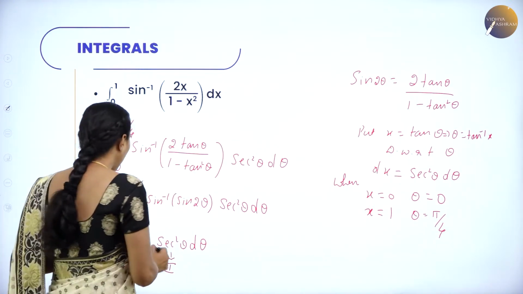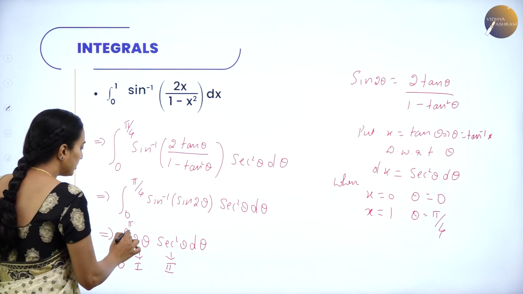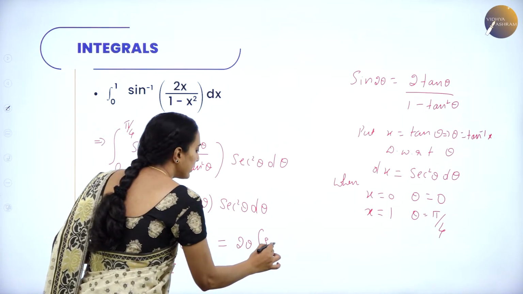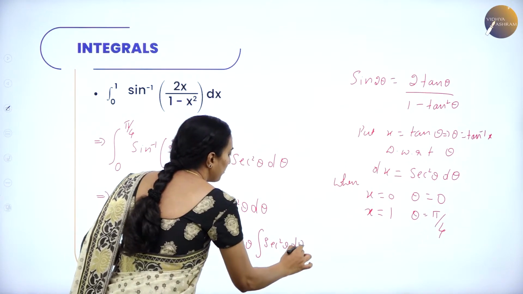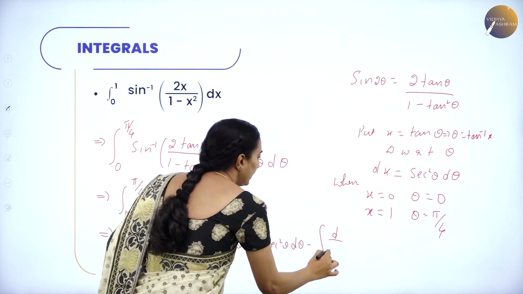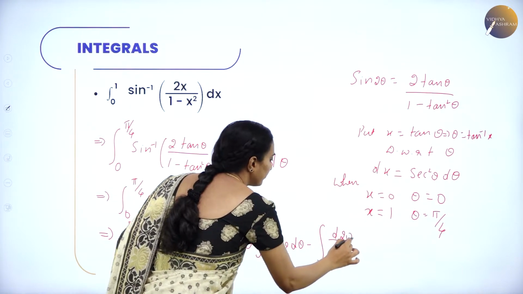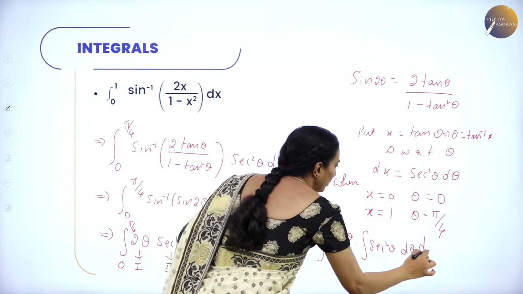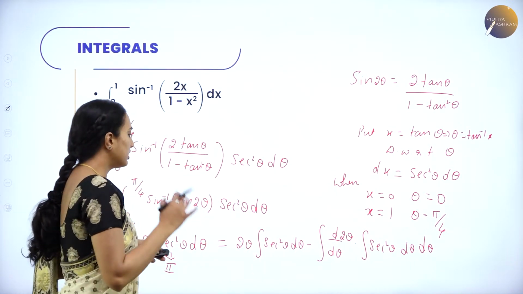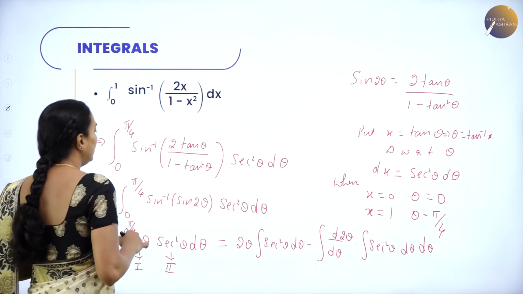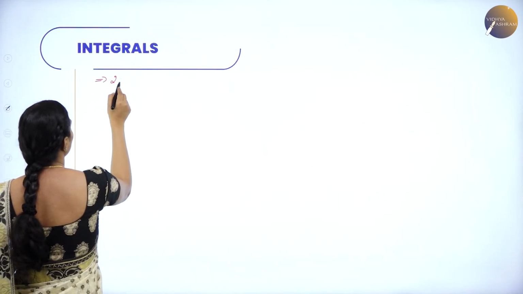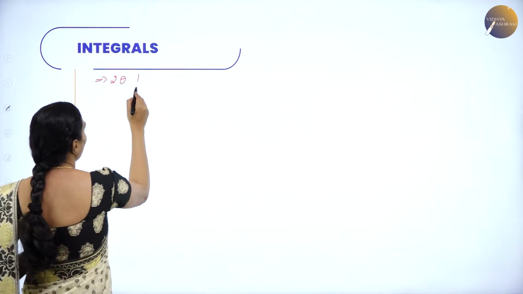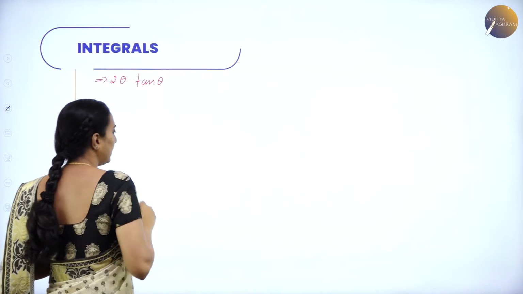Accordingly, if I do it, don't forget to write the limit, which is 0 to pi by 4, which implies first function into integral of second function minus integral of d by d theta of first function into integral of second function into d theta, right? Now you can simplify this. 2 theta, integral of secant squared theta is nothing but tan theta. So tan theta, you can apply the limit at last.